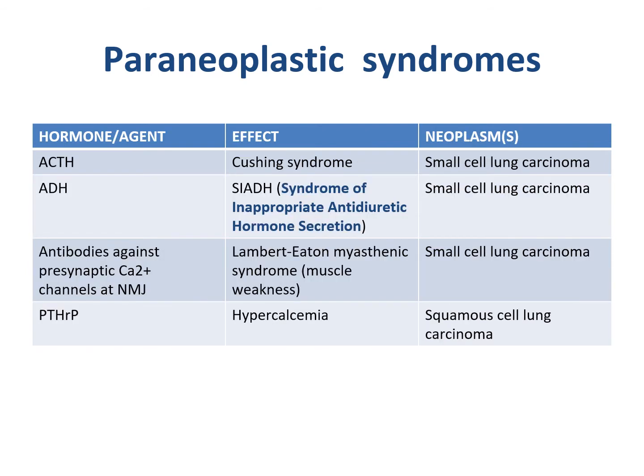Paraneoplastic syndromes: ACTH, Cushing syndrome, small cell lung carcinoma. ADH, SIADH, syndrome of inappropriate antidiuretic hormone secretion, is seen in small cell lung carcinoma. Antibodies against presynaptic calcium channels at the NMJ cause Lambert-Eaton myasthenic syndrome, with muscle weakness, in small cell lung carcinoma. And PTH-RP causes hypercalcemia. We have hypercalcemia in this case, and it is caused by squamous cell lung carcinoma.